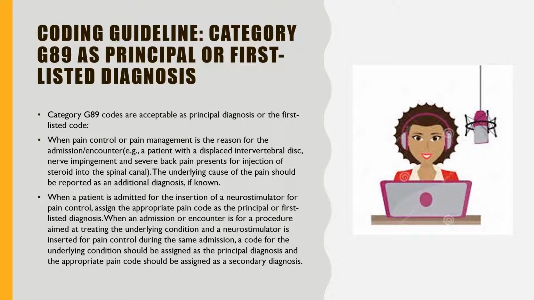When a patient is admitted for the insertion of a neurostimulator for pain control, assign the appropriate pain code as the principal or first listed diagnosis. When an admission or encounter is for a procedure aimed at treating the underlying condition and a neurostimulator is inserted for pain control during the same admission, a code for the underlying condition should be assigned as your principal diagnosis, and the appropriate pain code should be assigned as a secondary diagnosis.